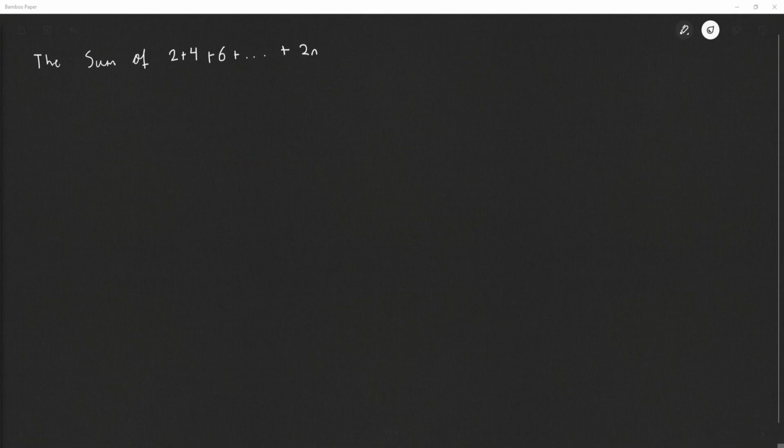Now finally, we have the proof of the sum of 2 plus 4 plus 6 all the way up to 2n. We'll call the sum s. So we'll set s equal to 2 plus 4 plus 6 all the way up to 2n. And now, since they all have a factor of 2, we can factor out our 2. So this will become 2 times 1 plus 2 plus 3 plus all the way up to n.